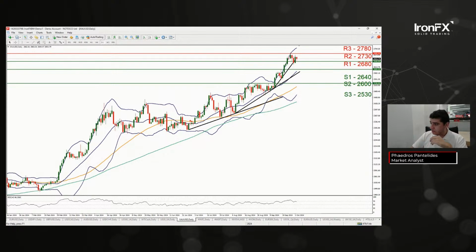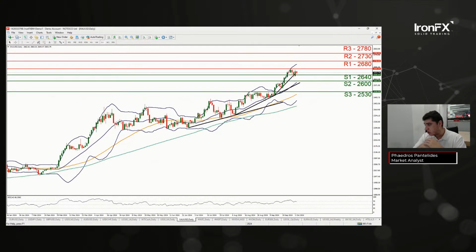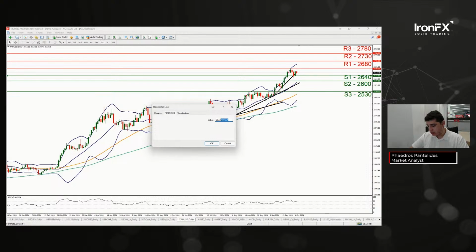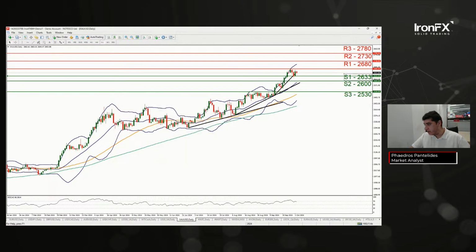Now, using a daily time frame, you can see that we have S1 at 2,640. One could slightly readjust that S1 level to 2,633, so that is our new S1 level. It's close to S2, but unfortunately that's what we have currently, and we're a bit constrained on our support and resistance levels. For our R1, I would keep it at 2,680. Our R2, potential resistance, at 2,730. Then our R3 at 2,780. The way I'm seeing the precious metal move, I wouldn't be surprised to see it reach to the mid, so an order block.